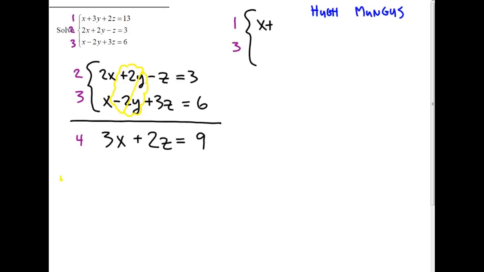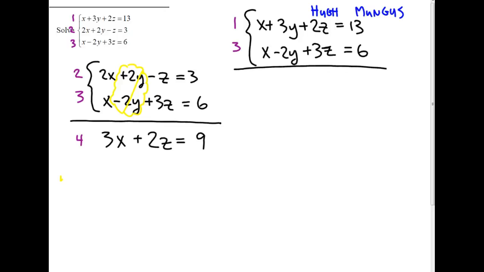So 1 is x plus 3y plus 2z equals 13. And 3 would be x minus 2y. Now I don't have exact opposites right away, so I'm going to have to multiply each equation by something to get them to eliminate. So I'll multiply the top equation by 2, and the bottom equation, let's multiply that by 3.